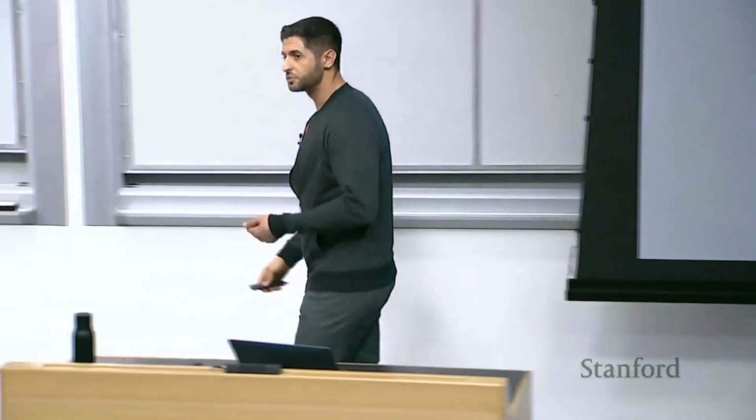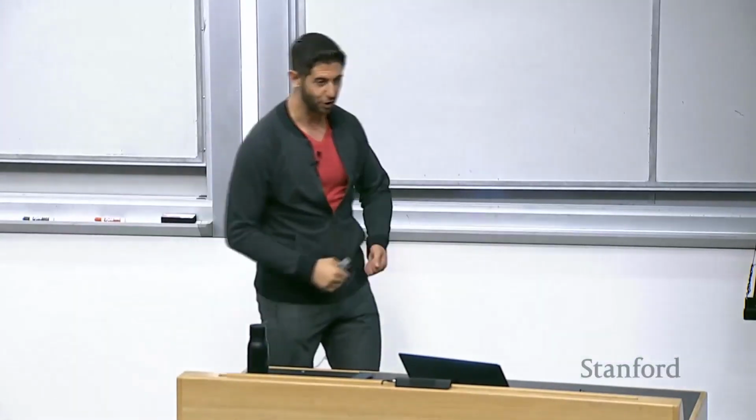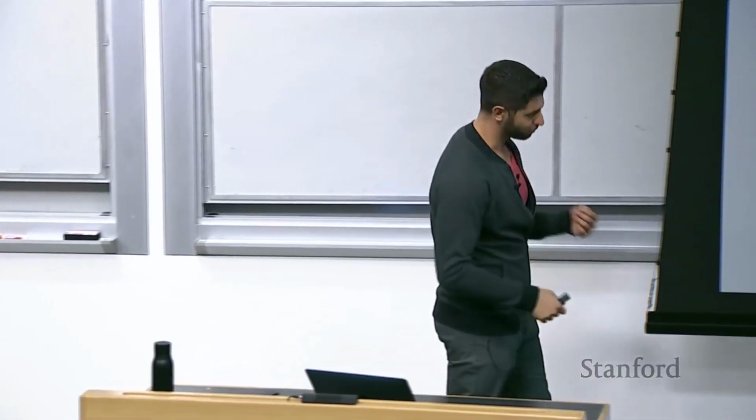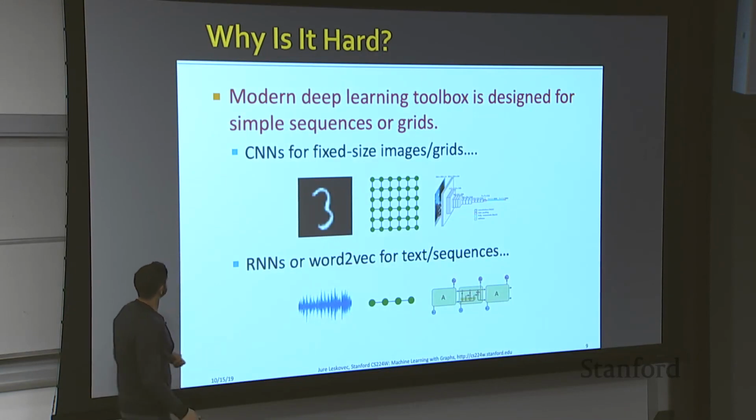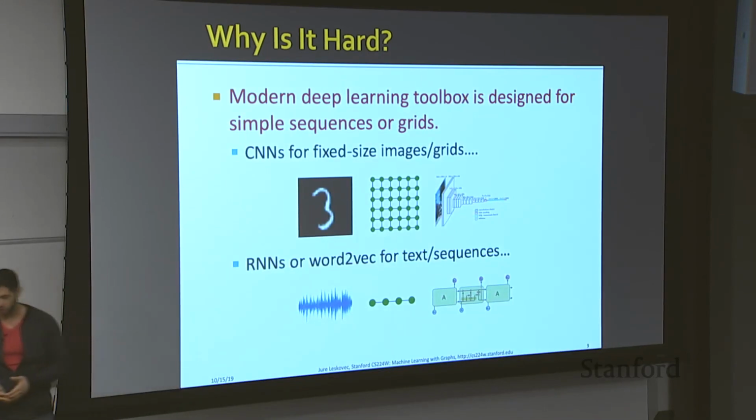Now, why is this problem hard? Why am I not referring you to a course in machine learning, on vision, or NLP? The reason is most of the modern deep learning toolbox is designed for very simple data structures, such as sequences or grids.